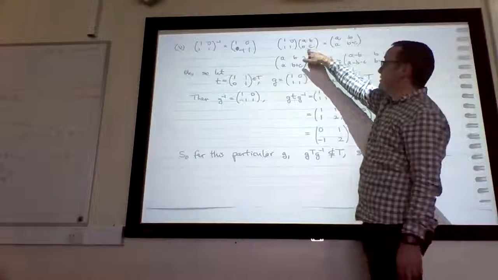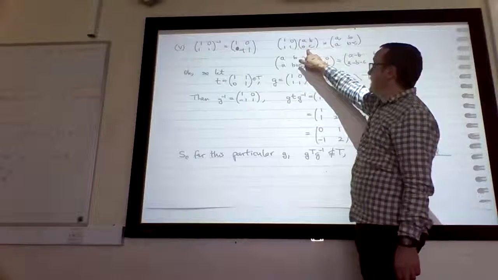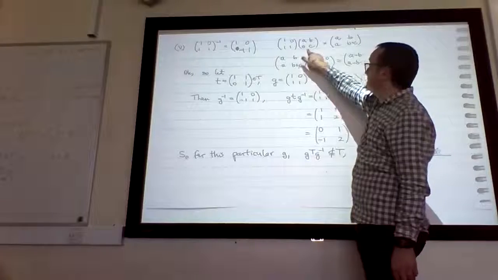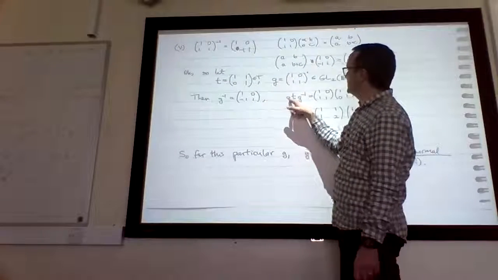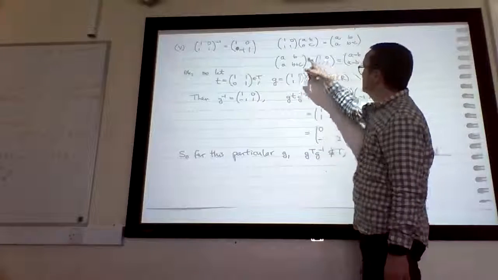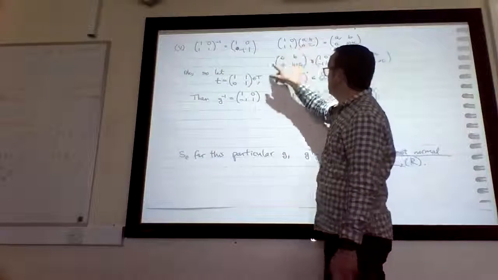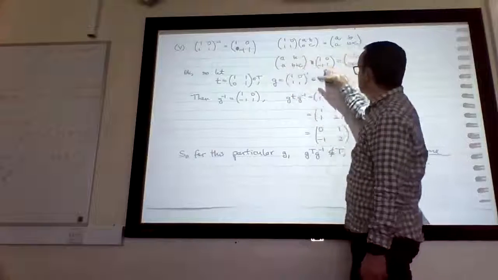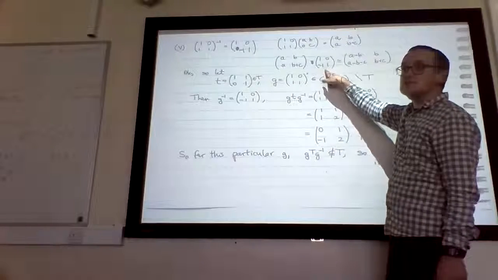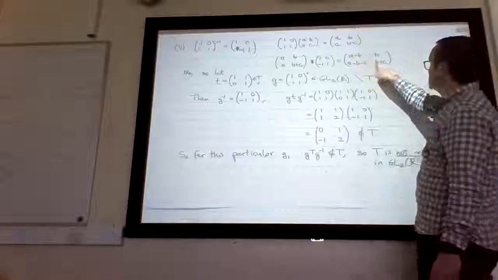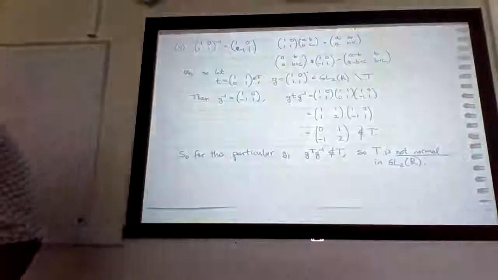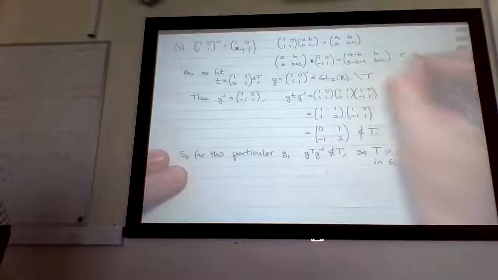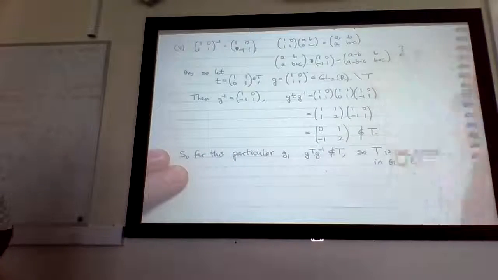He takes a typical element from capital T, and this is the conjugate of it by little g. So he's working out little g, t, g inverse here. The little g, t is this product, and then he multiplies by g inverse on the right. So you get this matrix. Then he asked himself, is this matrix in T?